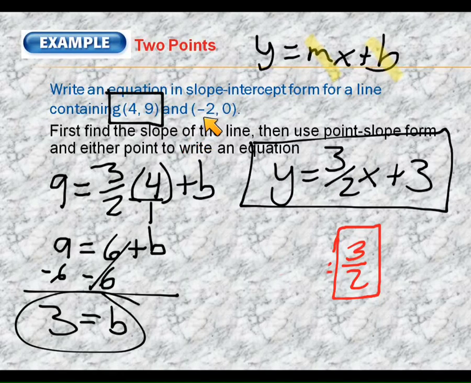Question, if I use this, I'd plug in this for x, right? I would have plugged in it here. I would have plugged in this for y. I would have got 0 equals 3 over 2 times negative 2. Well, that's going to become negative 3. Then when I add 3 to both sides, 0 plus 3, I would get the same thing. Okay, good question. Yeah, you can pick either one. You should be able to get the same answer either one you pick.